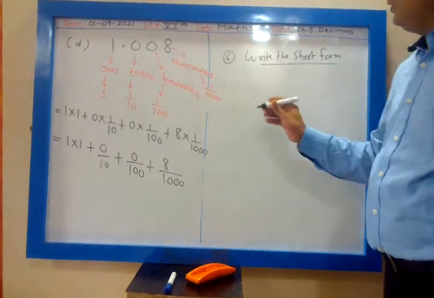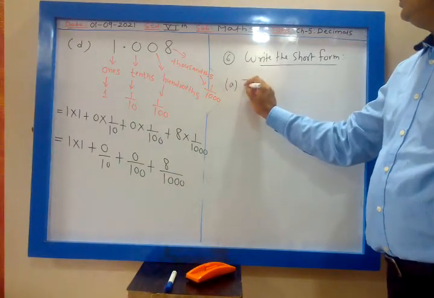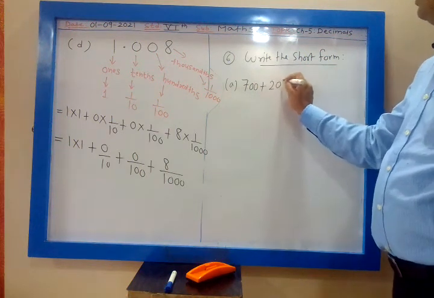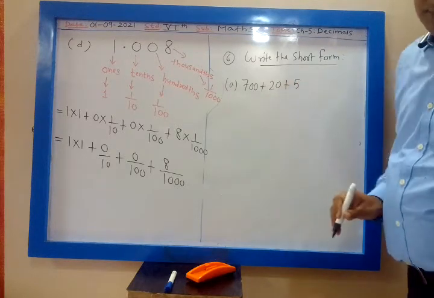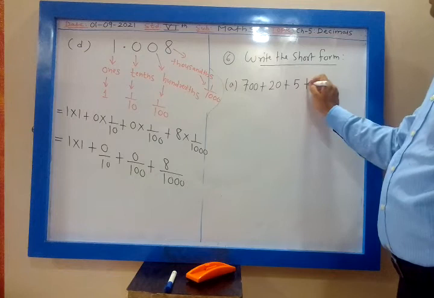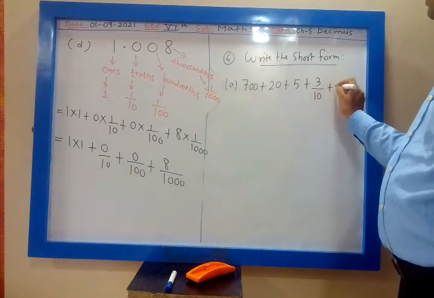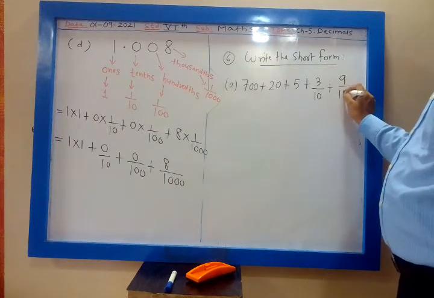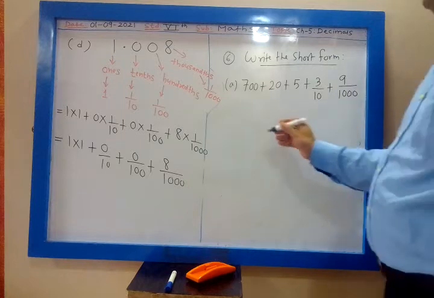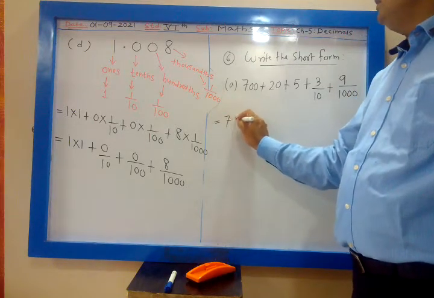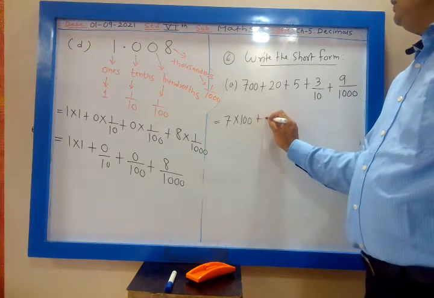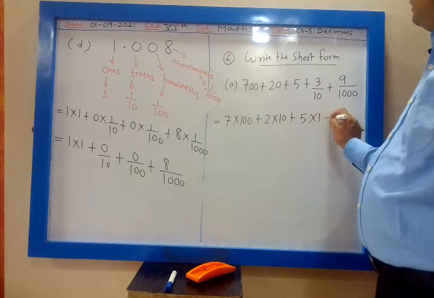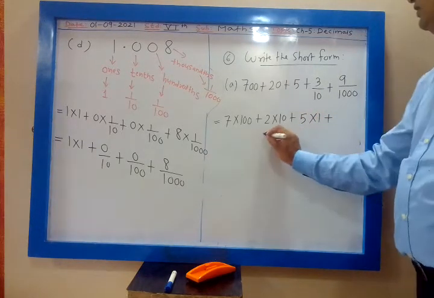First it is 700 plus 20 plus 5 plus 3 upon 10 plus 9 upon 1000. Okay. So 700 we can write as 7 into 100, plus 20 I can write as 2 into 10, plus 5 I can write as 5 into 1, plus 3 upon 10 I can write as 3 into 1 by 10.